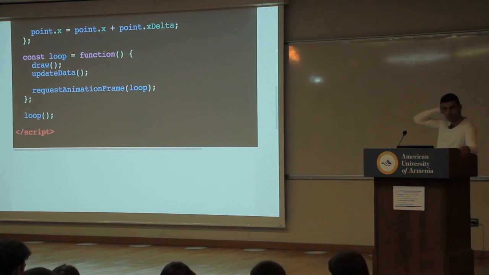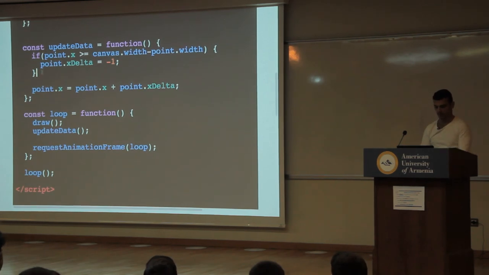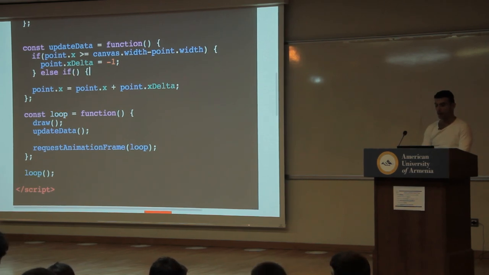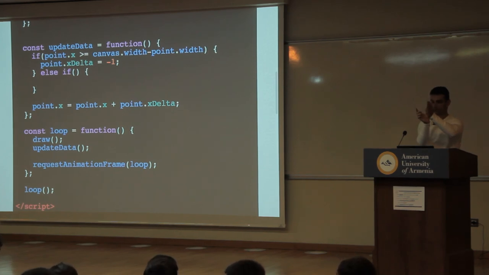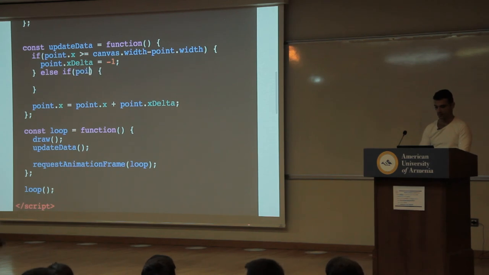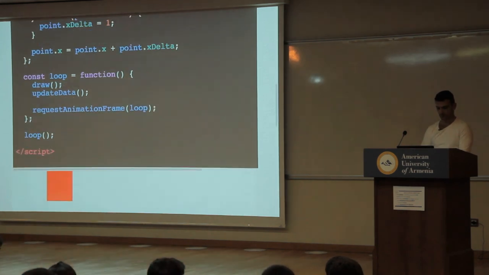Help me. Okay, let's do the simple way and then we'll do it the cool way. Okay, else if, now you want to check this other side, this wall. How do we know when the box is here? If point.x is what? Less than or equal to 0. Exactly. In that case, we want to make sure that point delta is 1. Now let's see.